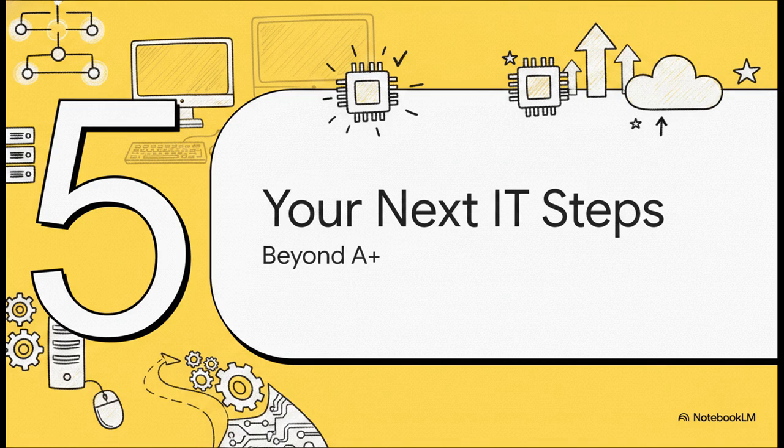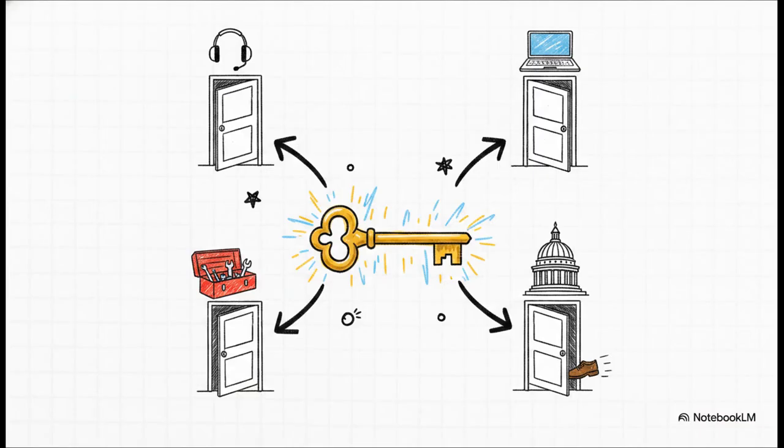Section 5. Your next IT steps, beyond A+. Because once you pass Core 2, you are officially A+ certified. And that credential is a massive game changer. It immediately unlocks doors for help desk roles, desktop support, field service, and even strict government IT positions. It gets your foot firmly in the door and keeps your momentum moving forward.